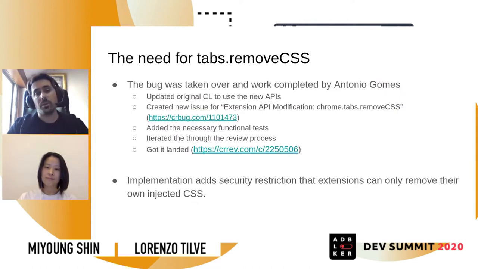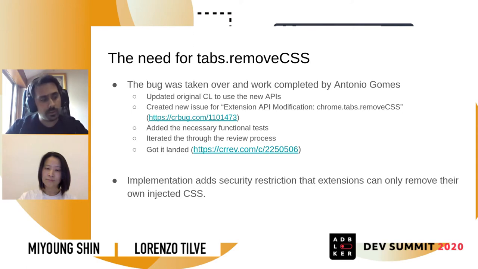It was actually done by our colleague Antonio Gomez, who was bringing the issue back to activity and updating the original changelog to use the new APIs. It also required creating a separate issue for an extension, a modification request in the API, to add that functionality. That was already adding a new method to the existing one. It's different from the other case that Shin will explain in detail. We added the necessary tests, and after iteration in the review process, it landed.